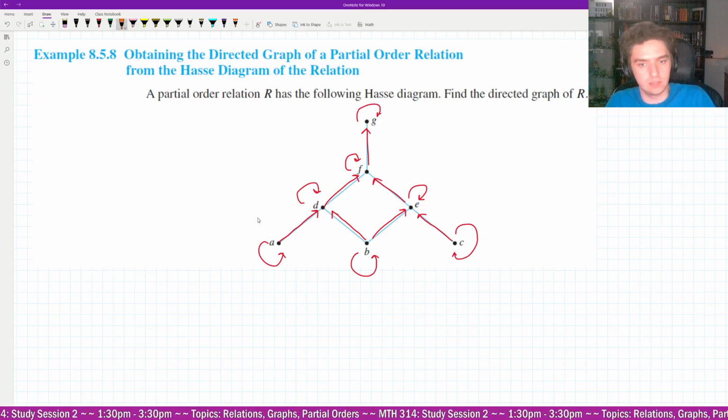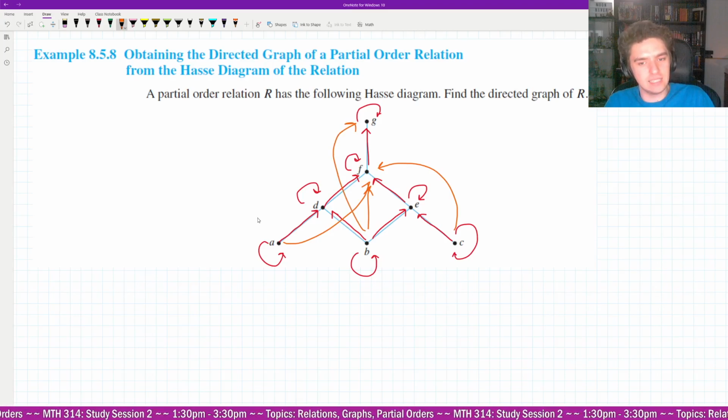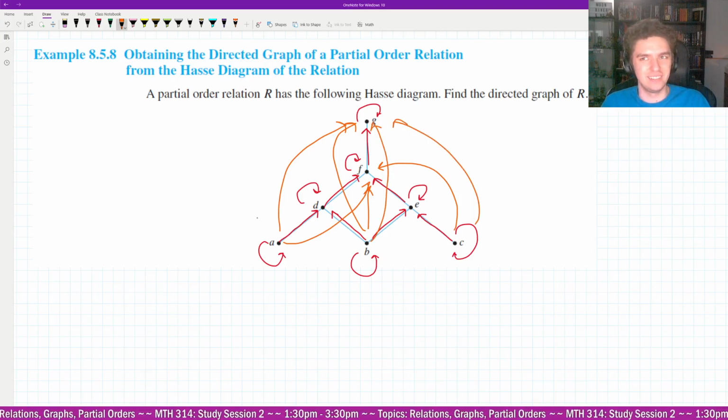And transitive lines mean that if A is related to D and D is related to F, then A is related to F. If B is related to D and D is related to F, then B is related to F. If C is related to E and E is related to F, then C is related to F. B to F to G means B to G. A to D to F to G means A to G. C to E to F to G means C to G. B to E to F to G means B to G. And there we go. I think that is everything.